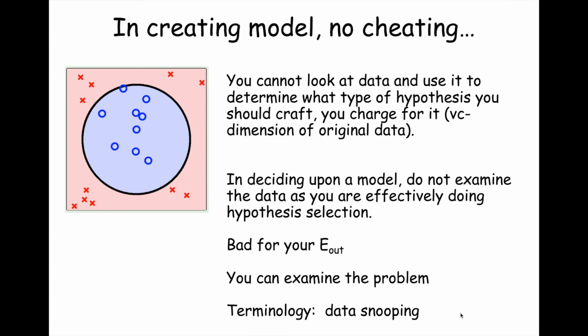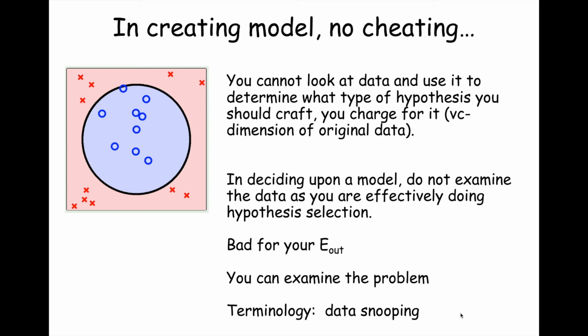And so there's a word for this. Oh, I forgot the slide. You can't look at the data set and then use that data to determine what type of hypothesis you should craft, because essentially you're taking up the role of your learning algorithm. And with your learning algorithm, when you make the decision, if that decision is made from the data, then you have to charge for that in terms of VC dimension. And so in deciding upon a model, don't examine the data, because you're effectively doing hypothesis selection, which is the job of the learning algorithm.